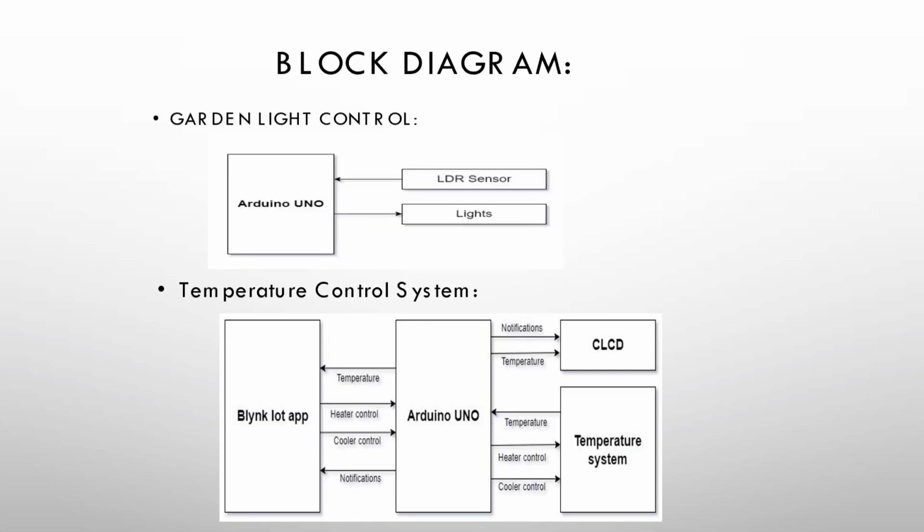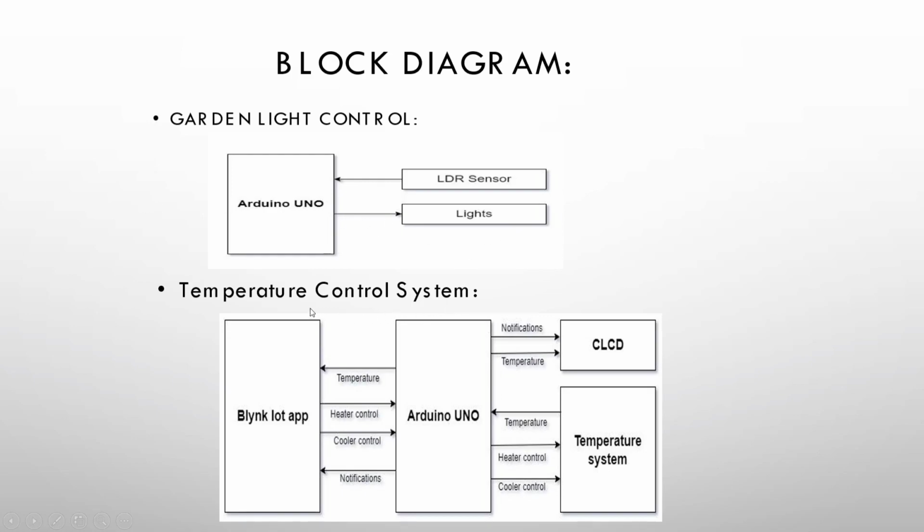This is the block diagram of the garden light control. Here we can clearly see the connection between the Arduino UNO, the LDR sensor, and the lights. The LDR sensor is connected to the Arduino UNO and observes the intensity of the light and gives it to the Arduino UNO, which gives the instructions, and then it is connected to the lights, and the lights will glow.